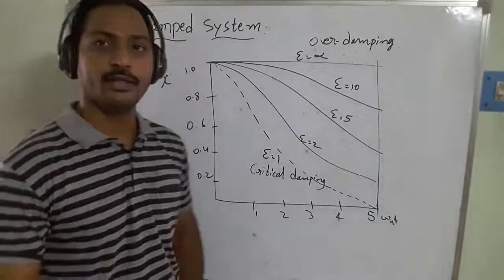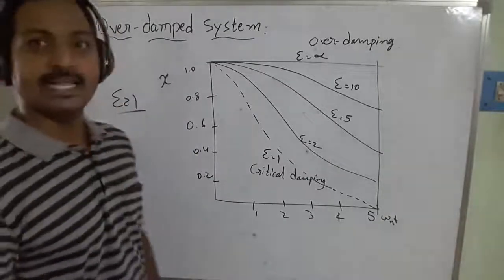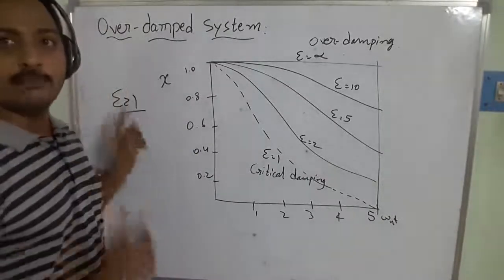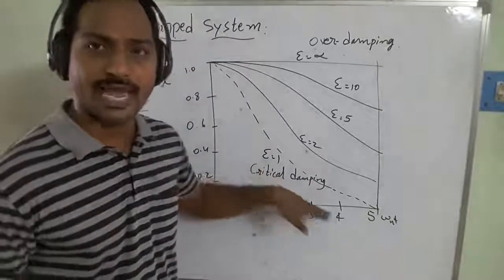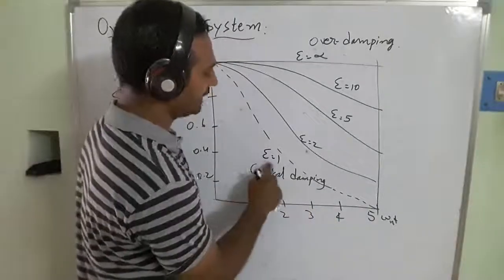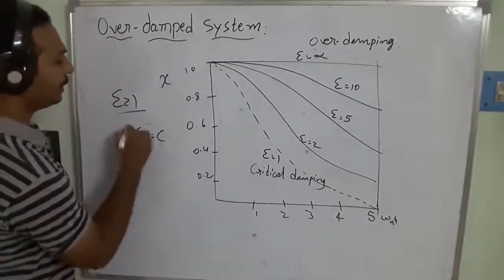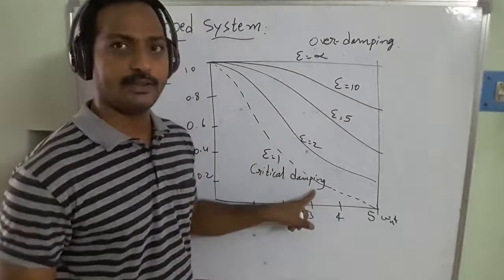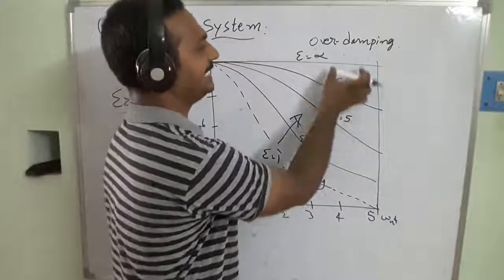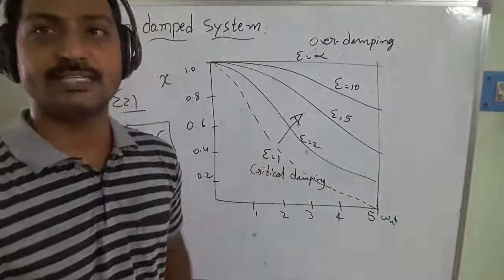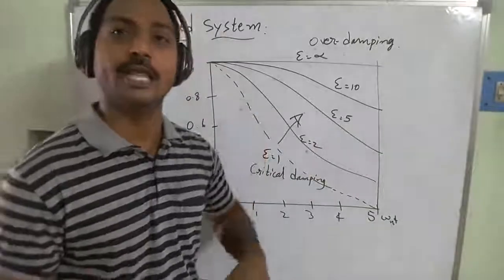Then in this case, we already said that when the epsilon value is greater than 1, the system is an over damped system. So here we have taken the graph, which has been proved experimentally. This curve represents epsilon equal to 1. It means that the damping coefficient of the system is equal to the critical damping, so we can say that it is critical damping. More than this, you can see epsilon equal to 2, 5, 10 and infinity, and then we can say the system is an over damped system. This has been proved experimentally, but we are studying it theoretically.